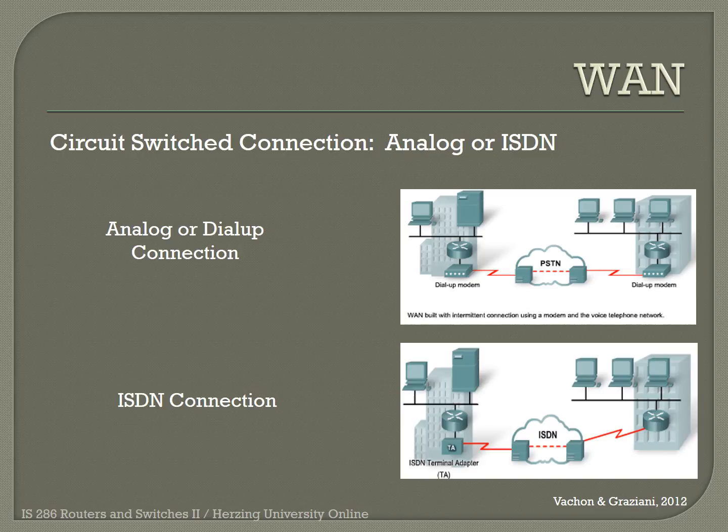The other type of circuit switch connection is ISDN. ISDN uses the PSTN to carry digital signals. Many of you have probably had this type of internet connection in your home, specifically DSL. ISDN is significantly faster than dial-up.